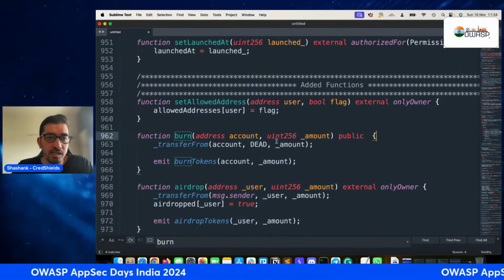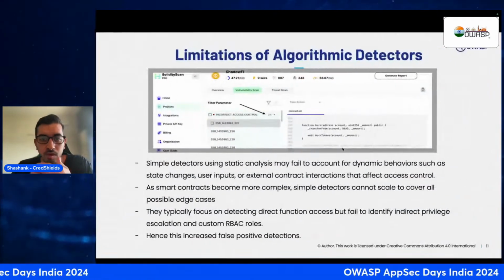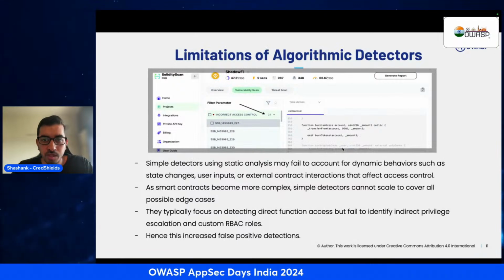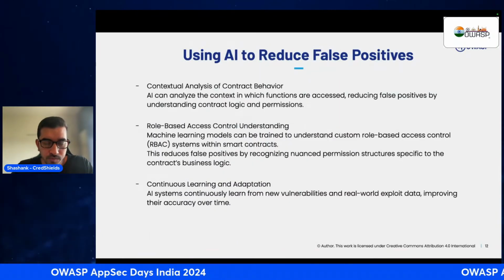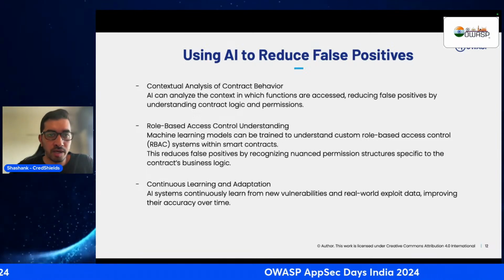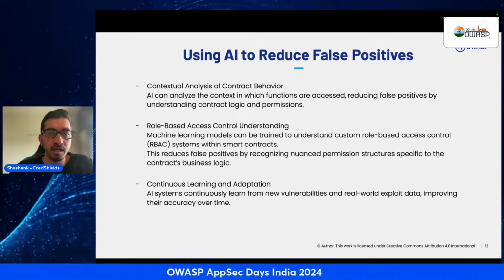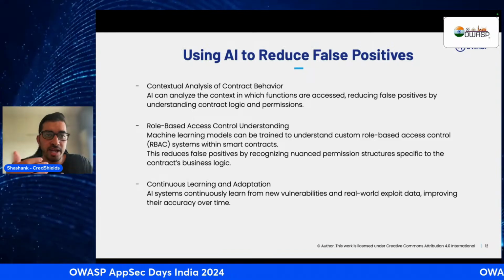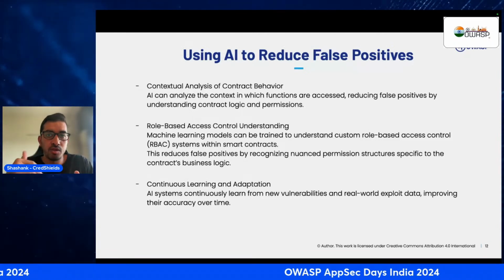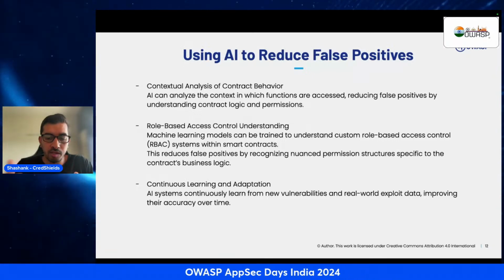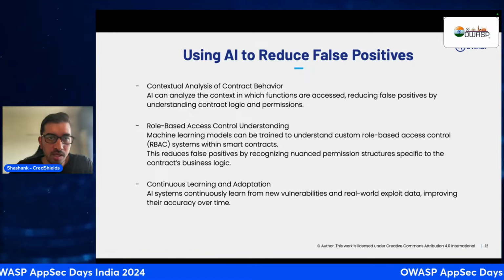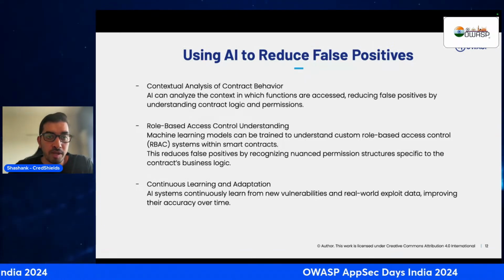So how do we tackle these issues? This is the problem with automation and algorithms, and this is where AI comes into the picture. The advantage of AI is that it can do contextual analysis and understand contract behavior. It can understand the behavior of the contract, and hence, if there is context and you run algorithmic coding along with AI, it will give you better results. Again, AI can understand role-based access controls.